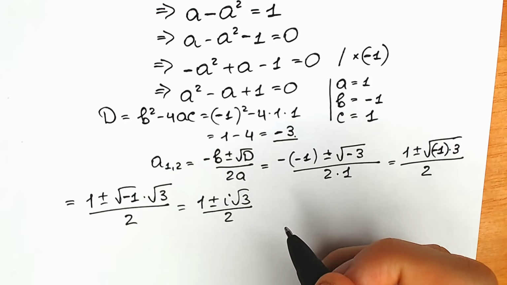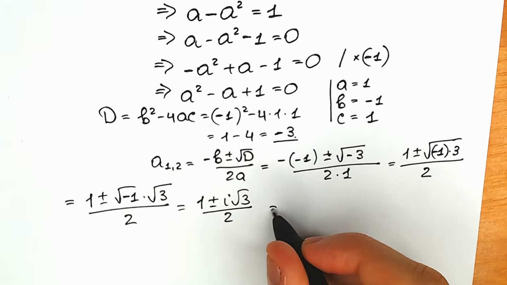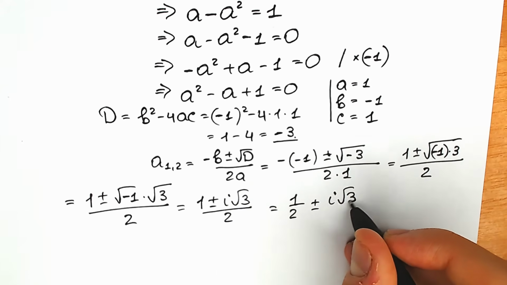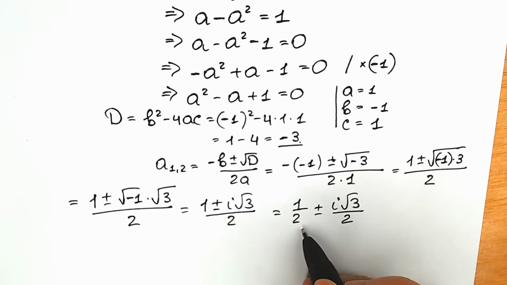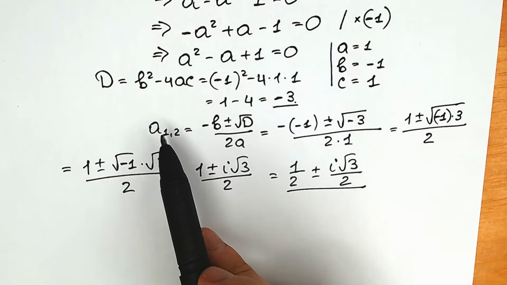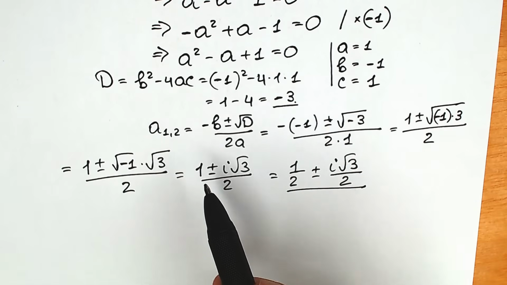And the final move, we can easily split it into real part and imaginary part. We can divide it by 2. So as a result, we have 1/2 plus minus i square root of 3 over 2. And these are our two roots to our question. So these are our a first, a second, and of course we need to find our b.